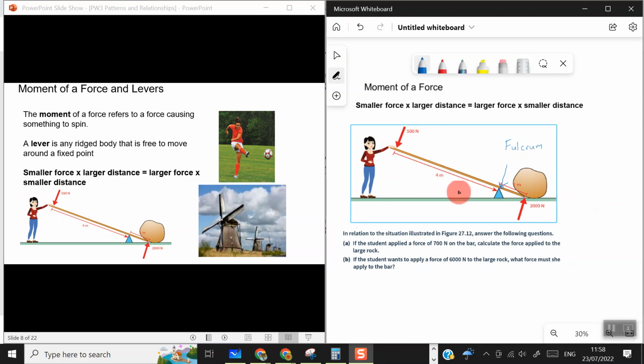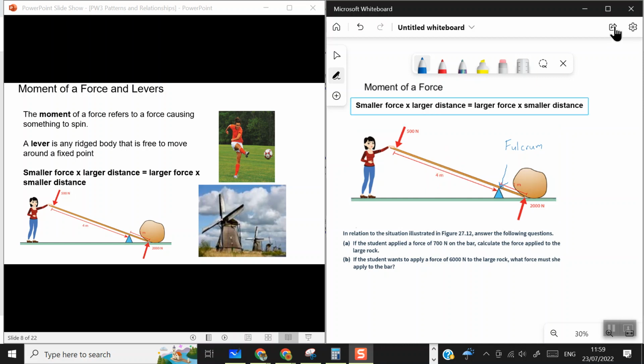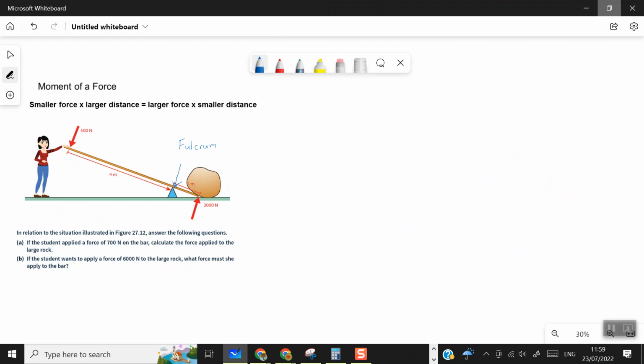So we need to understand how exactly levers actually work, and that's what we're going to look at now. So we're going to spend a bit of time just looking at this. If we take this particular example here, we have this formula here. This formula is important. It's important to know this formula. It's one that we can use when we're dealing with moments of force and when we're looking at levers.